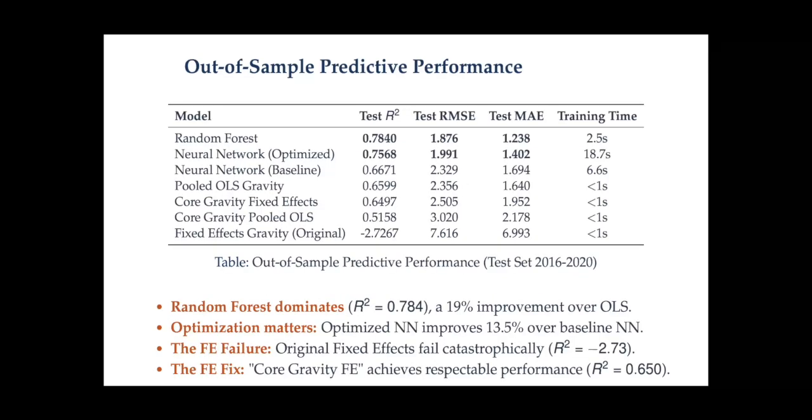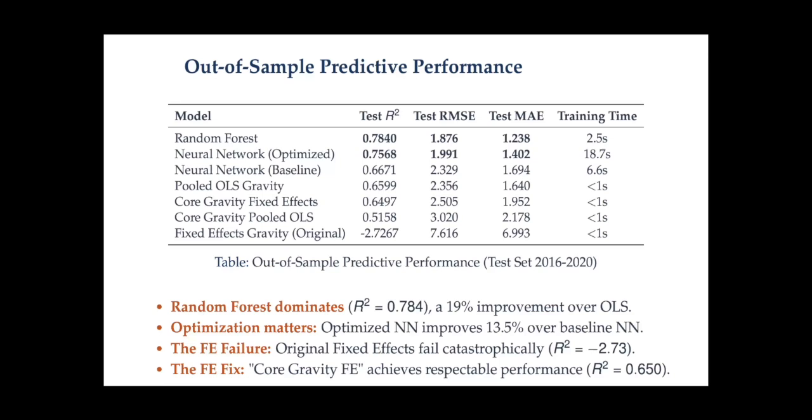So here is the result out of the 6 models. Out-of-sample prediction performance is shown. Test R-square is reported in the first column. The number 1 performer was random forest, 0.78. Neural network after optimization is 0.75. Neural network baseline, 0.66. Pooled OLS is 0.65. Core gravity fixed effect, 0.64, after I took feature selection and then ran it again.